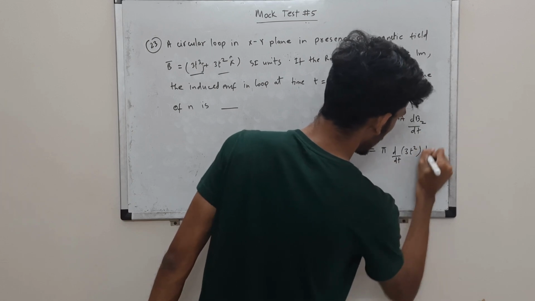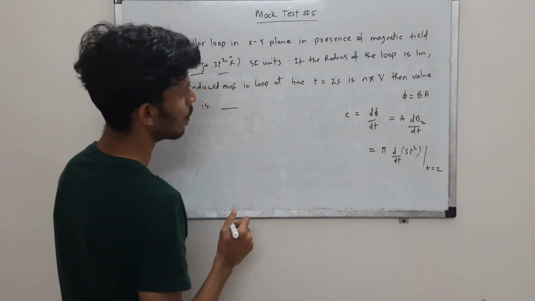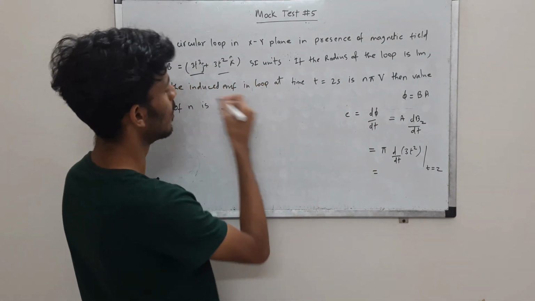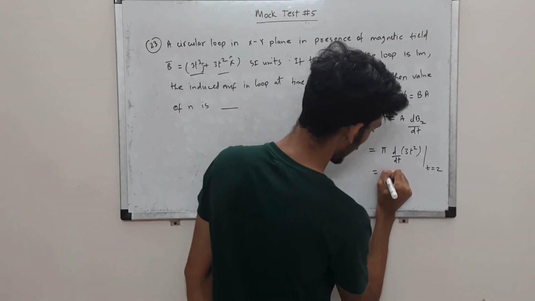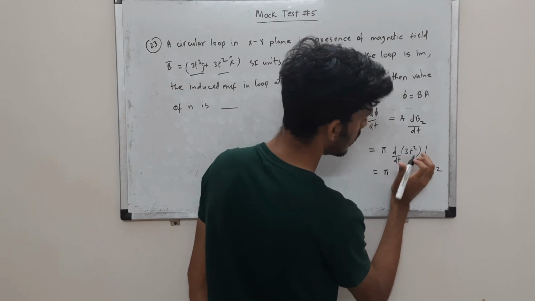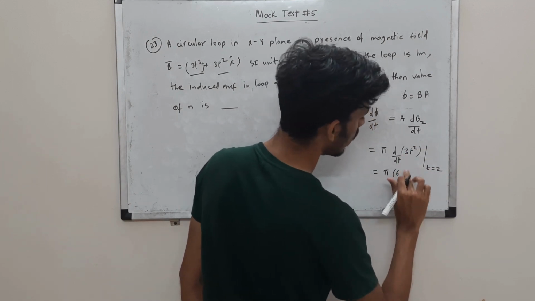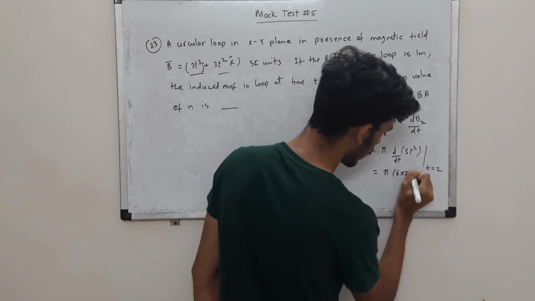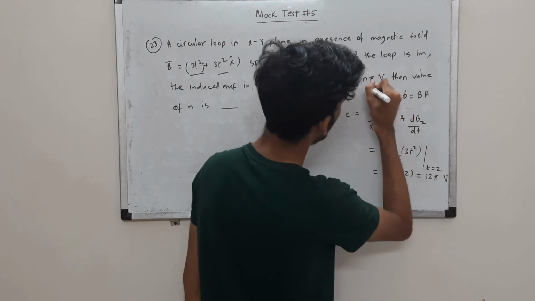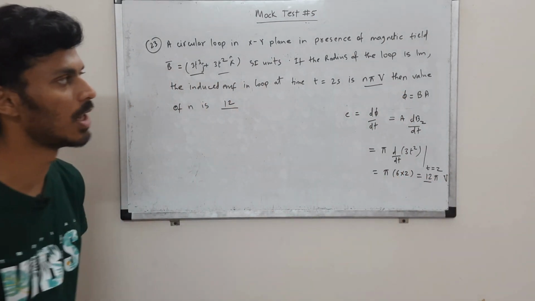So this is 3t square, and we are supposed to find the induced EMF at t equal to 2. So here it will be 6t, right? The derivative of t square is 2t, so basically here we'll have 6t, and if you substitute t equal to 2, that will give you 12 pi volts. So n pi V, n is nothing but 12. So the answer over here is 12.